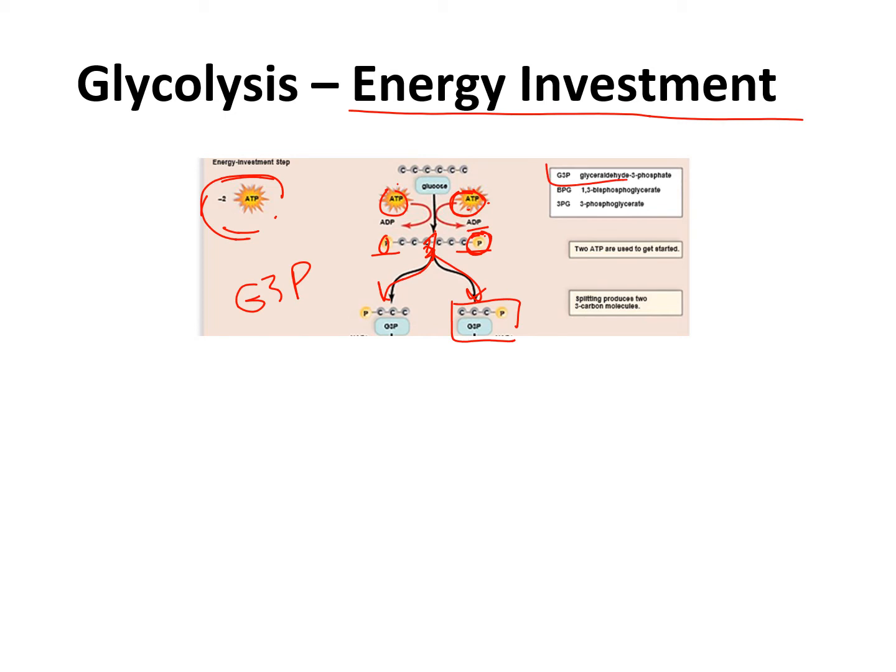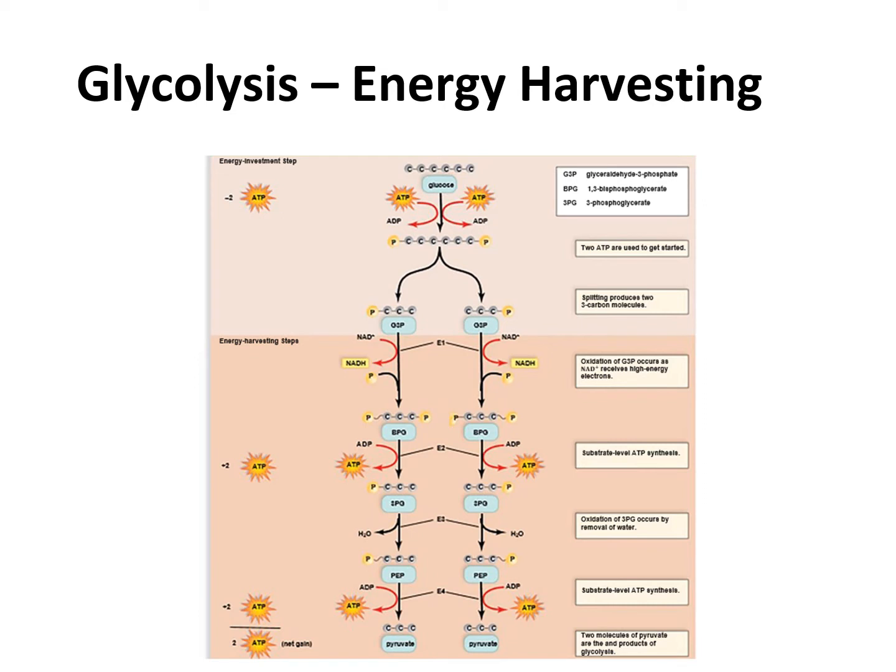So G3P, and it's just interesting to note that G3P is also the product of the Krebs cycle in photosynthesis. So in photosynthesis, you end up producing G3P, and G3P can then be converted into glucose and starch and other molecules. The second stage of glycolysis is the energy harvesting stage.